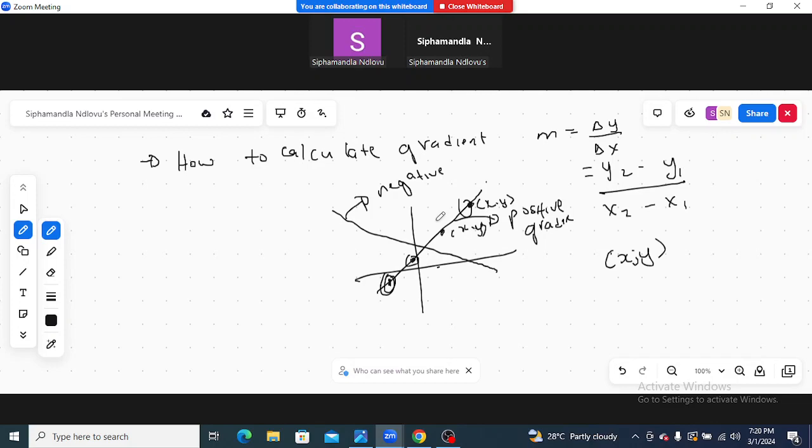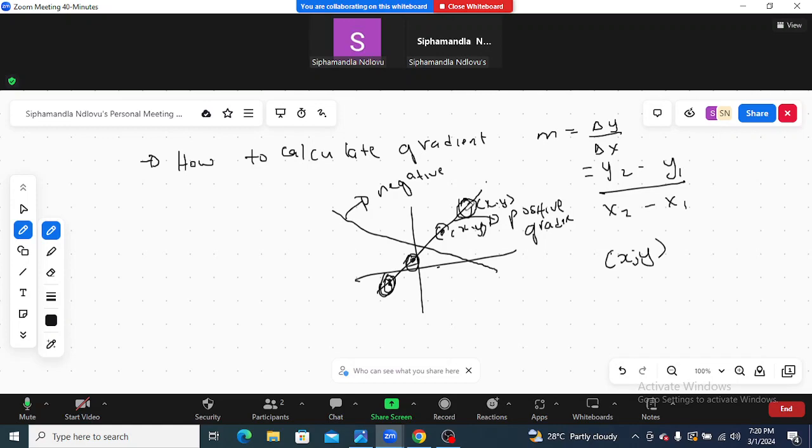For the gradient, you only need 2 coordinates on the line. Okay. So if you have 2 coordinates on the line, it can be the point that is here, or the point that is there, or the point that is there. You can use any 2 points on the same line.